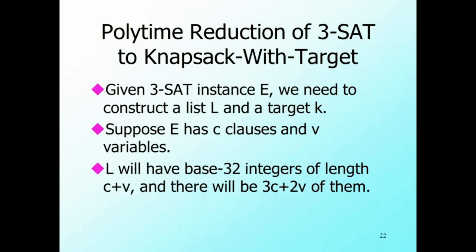There will be 3C plus 2V integers. That means the length of the output could be on the order of the square of the length of the input. But that's okay, it's still a polytime transduction as long as we can generate the integers in time proportional to their length, which we can.